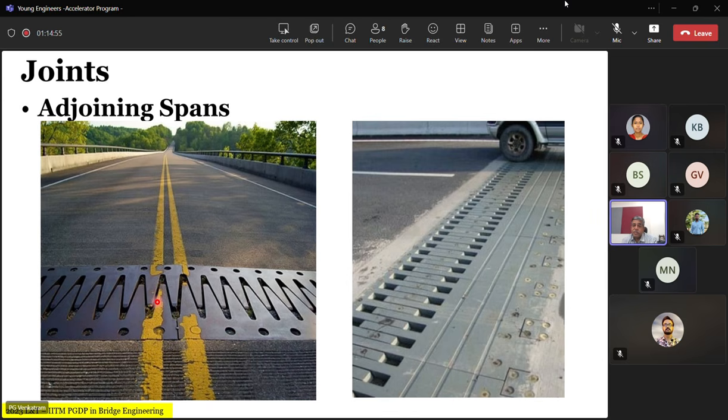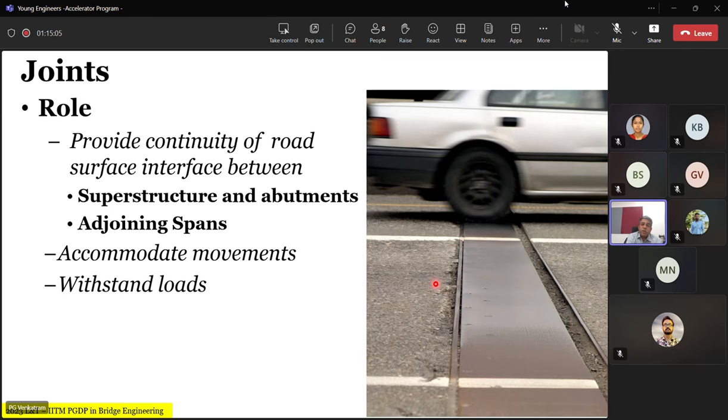And another variation of the finger type is what you see here. This is meant for movements generally in excess of 250 millimeters. So what is the role of these joints? They provide continuity of road surface between the superstructure and the adjacent abutment, and they accommodate movement, and they also withstand load. I will not discuss the quality and the nature of them, but to understand, this is a simple plate type joint which is just straddling for small movement. This is one of the earliest joints that we did.